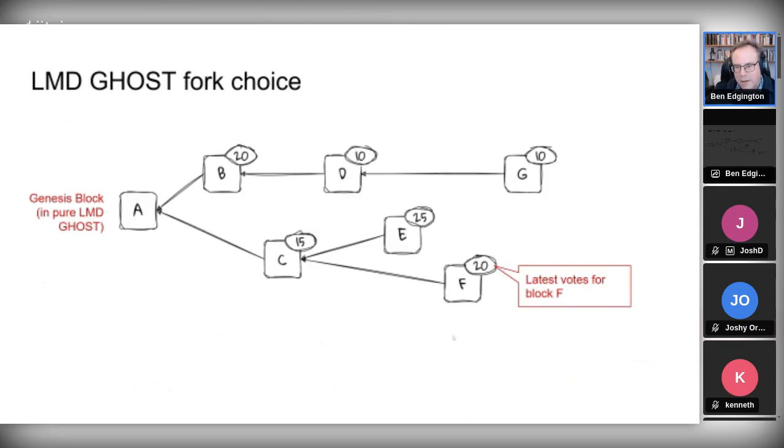And likewise, for various reasons, other blocks have forked off. I've labeled each block with a number, which is a stake-weighted number of votes. It's completely arbitrary in this example. So the latest votes for block F are 20, for block G are 10, for block E 25, and so on. And in pure LMD Ghost, A on the left, the root here, would be the genesis block of the chain. So we go all the way back to the genesis block in this algorithm.